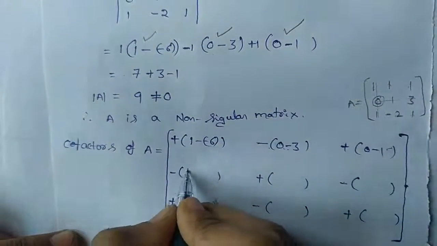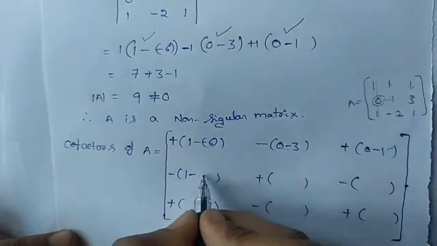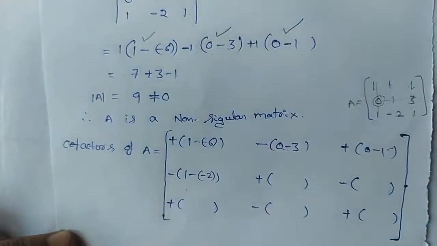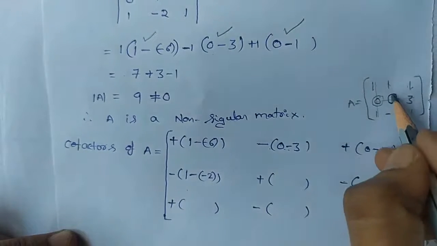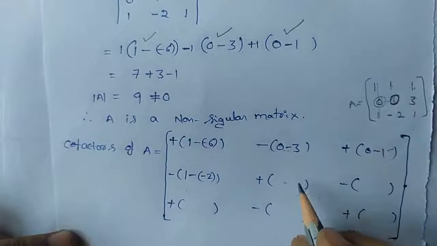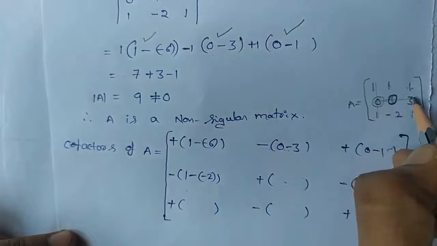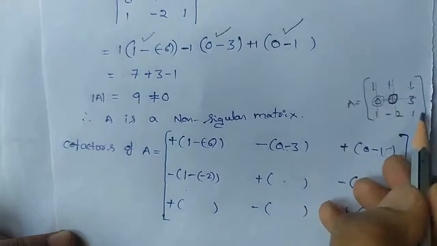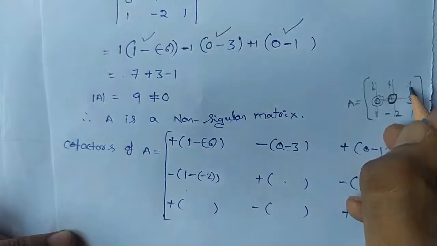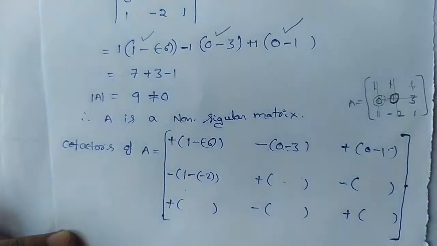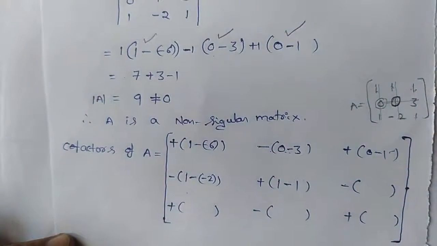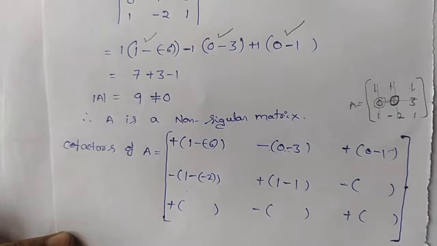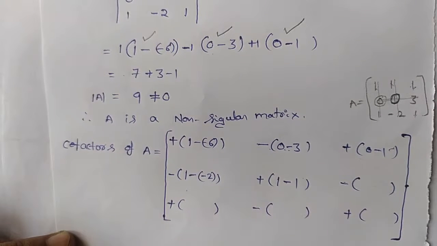1 into 1 is 1, minus 1 into minus 2 is minus 2. That's it, like this. Next, we need to find the cofactors of 1. Delete that corresponding row and corresponding column. What we will get? 1 into 1 is 1, minus 1 into 1 is 1. 1 minus 1. In the similar way, you can find out the cofactors like this.